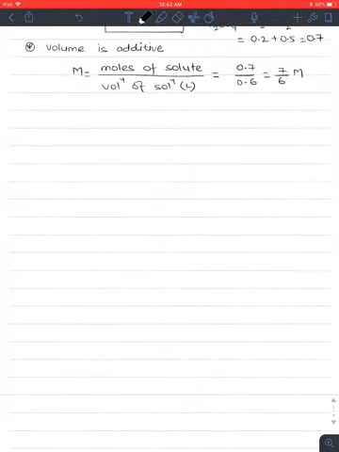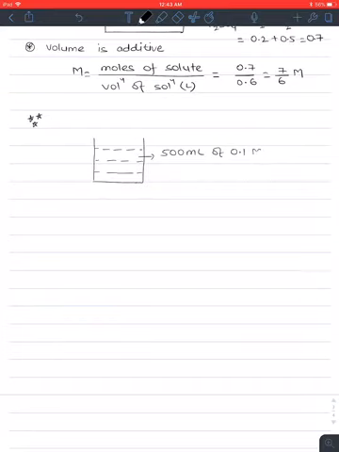So let us suppose I am having another type of question, that we are having a container in which 500 ml of 0.1 M H2SO4 solution is present, and in this we are adding 500 ml of H2O. So what will be now the resultant molarity of the solution?